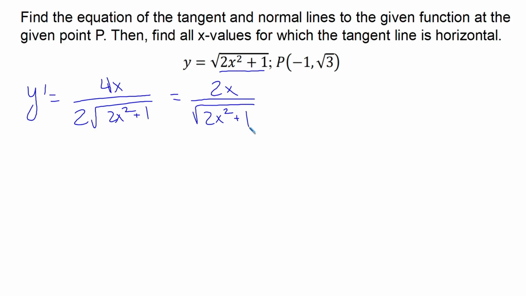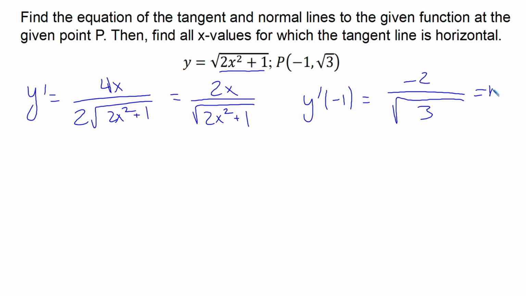Okay? So from there, we're just going to plug in our x value, just that -1, to find what the slope of our tangent line is. So we'll start off with y prime of -1, which is going to be a -2 in the numerator. And then in our denominator, it's going to be the square root of, well, let's see, -1 squared is 1. If we multiply that by 2, that's 2. And if you add 1, that's 3. So that slope is going to be -2 over root 3.